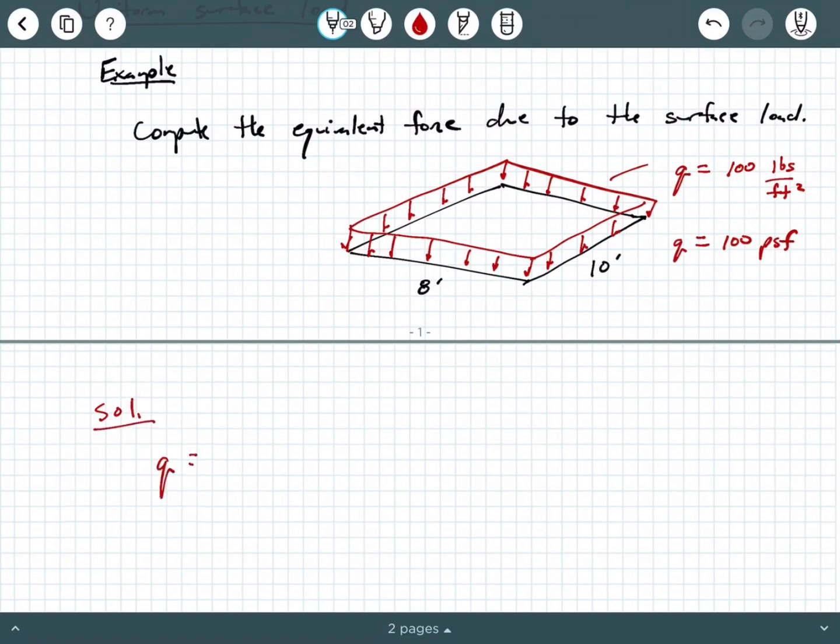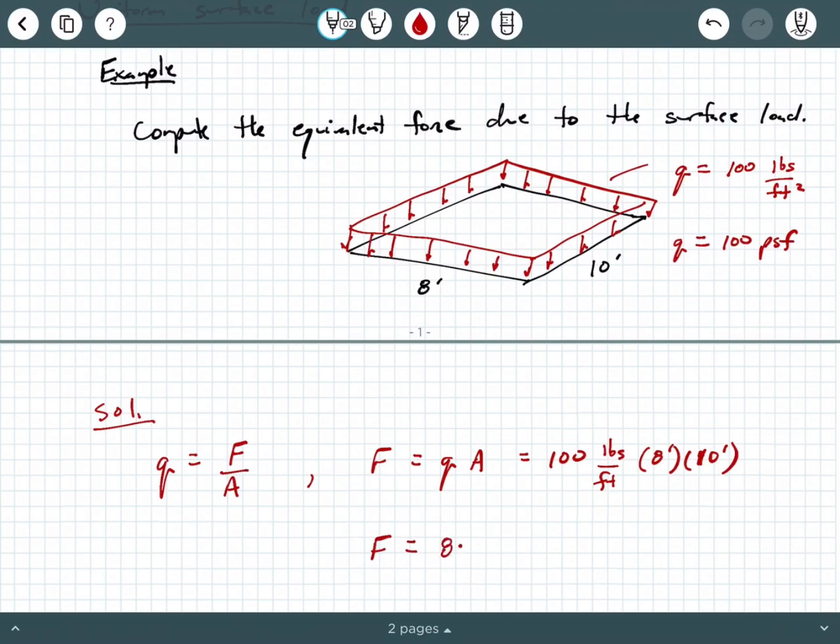Well, under solution, if Q is equal to force over area, then we can say clearly force is equal to Q times area. So in this case, it's 100 pounds per square foot times 8 feet times 10 feet. And so we just have 100 times 80 is 8,000. So the equivalent force is going to be 8,000 pounds. And we see that the units cancel, this 100 pounds per square foot. We see that the feet squared here cancel with each of these feet multiplied together, just leaving units of pounds.